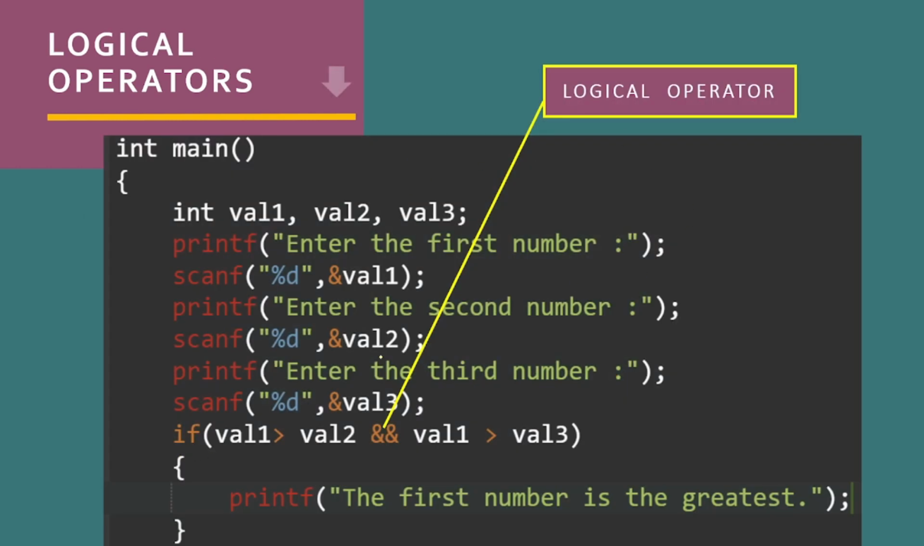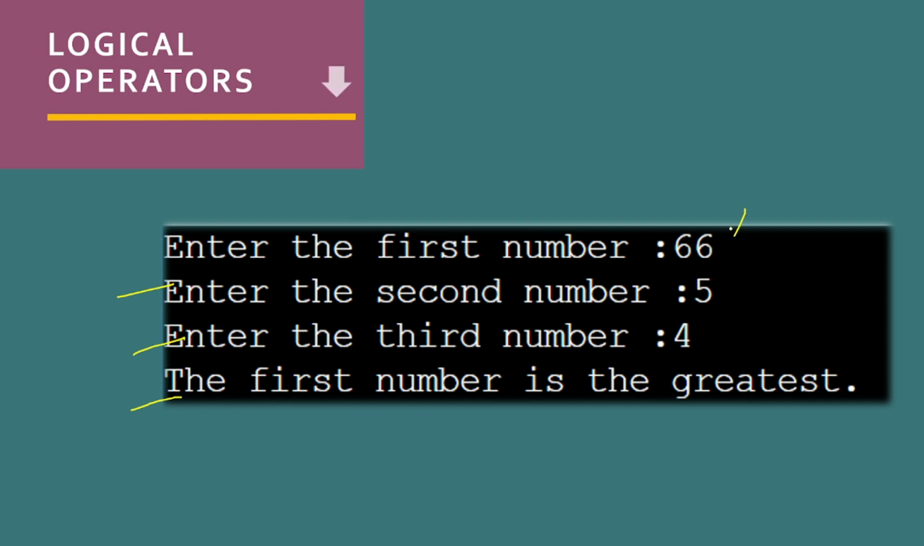Going ahead with the logical operator. Logical operators are used in conjunction with comparison operators. So I have taken three numbers, val1, val2 and val3, and now I have to decide which one is the greatest of all three. So I am putting a simple if condition here. If val1 is greater than val2 and, and means both the conditions should be satisfied, val1 is again greater than val3, that means val1 is the greatest one. So that's why I'm telling the first number is the greatest one. So you see that the logical operators are used in conjunction with comparison operators. Moving ahead, now I have entered 66, 5 and 4, and then I'm saying that the first number is greatest.